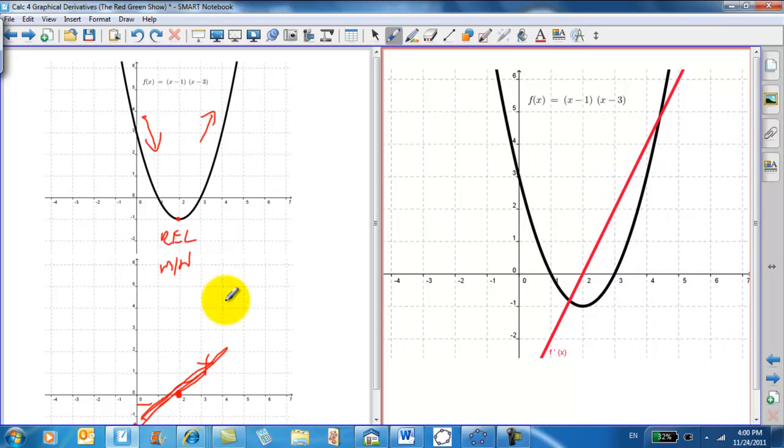You can get better estimates of the actual value of the derivative by drawing some tangent lines and using rise over run. But the point of this exercise, the red-green show, is to just get the sense of the direction the derivative is going in, whether it's positive or negative, and whether it's increasing or decreasing. And we get that from hints we see in the original function.